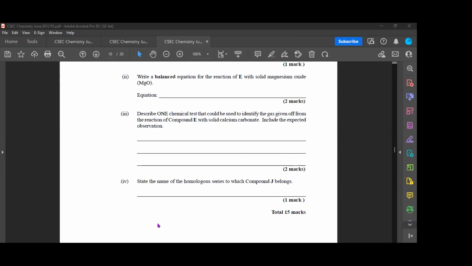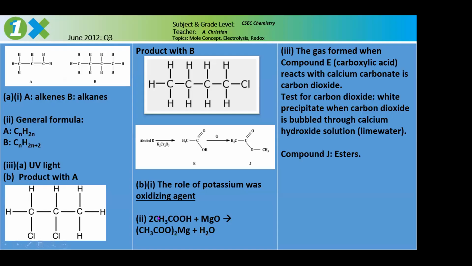What are esters? Esters are known to be the group with C double bond O with another R group. So now the H has been replaced with another R group, which is this CH3. If this C double bond OH is carboxylic acid, C double bond O, R group. So this R group, which is a methyl currently, could be another group.